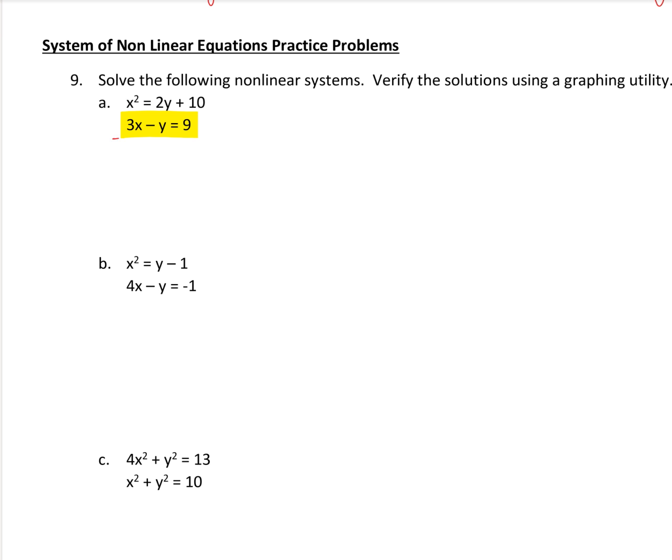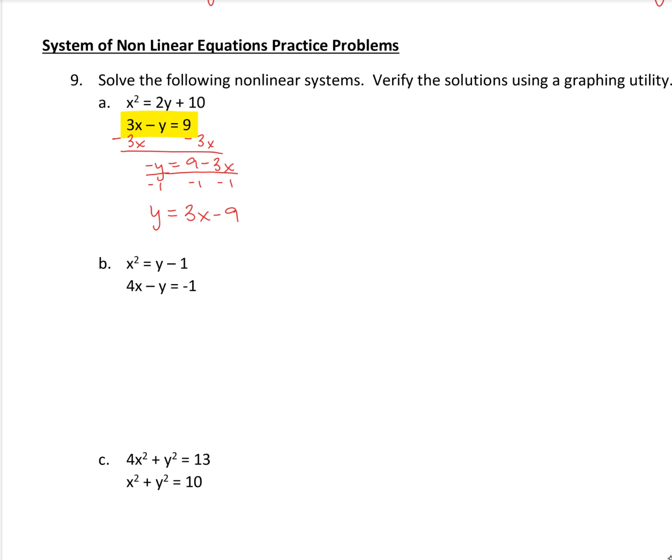I'm going to rearrange it so that it's in a y equals format. To get y equals, I'm going to move the 3x over. So I get negative y equals 9 minus 3x. Of course, I don't want a negative y, so I'm going to have to change the sign of everything, like dividing by negative 1. We end up with y equals negative 9 plus 3x, or rewriting it with the x in front, 3x minus 9.